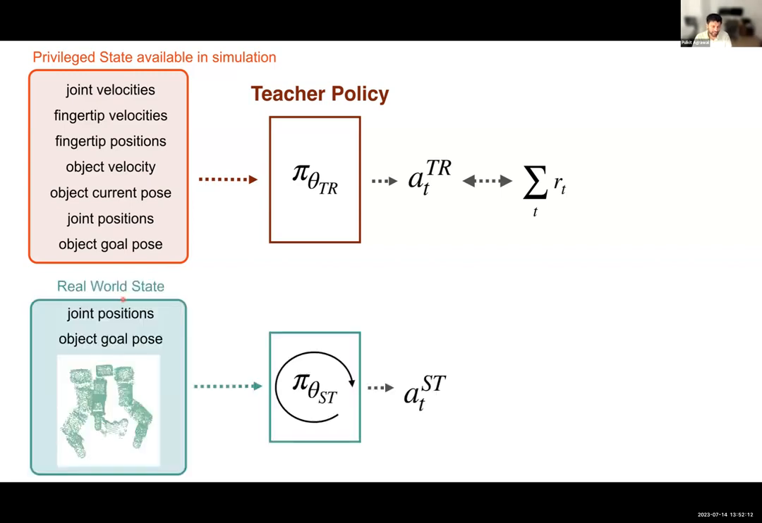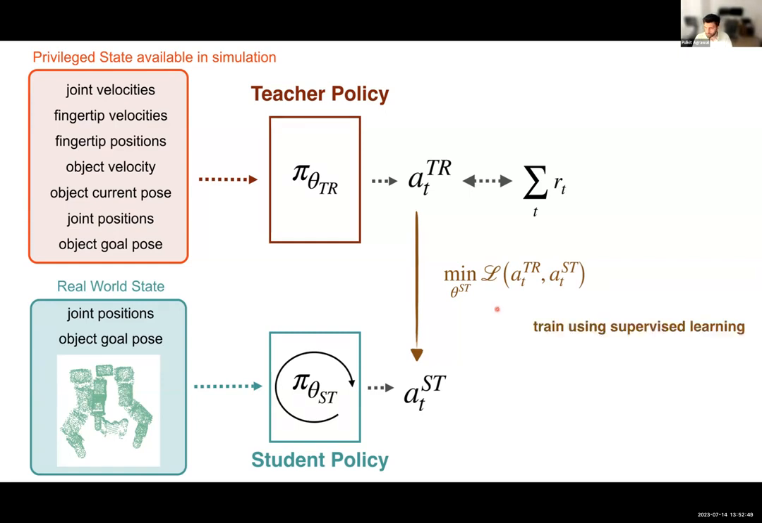So for real-world deployment, we are going to have a second policy, which takes in as input the joint positions, the goal pose of the object, and readings from the camera. Now what we're going to do is learn this policy via supervised learning, where the outputs of the second policy have to match the outputs of the first policy. This approach is known as teacher-student learning. This idea of teacher-student learning has been used by many recent works trying to do simple real world learning.